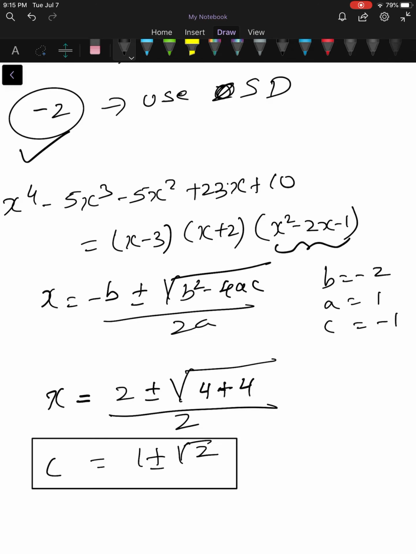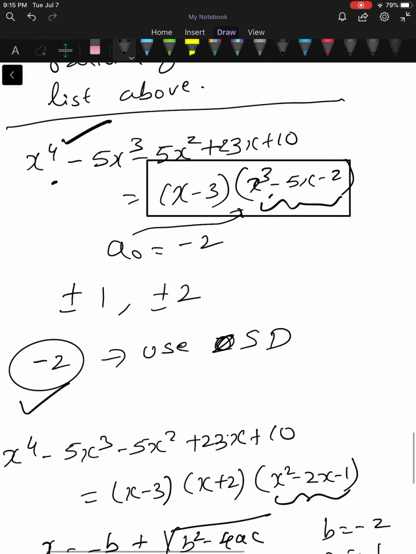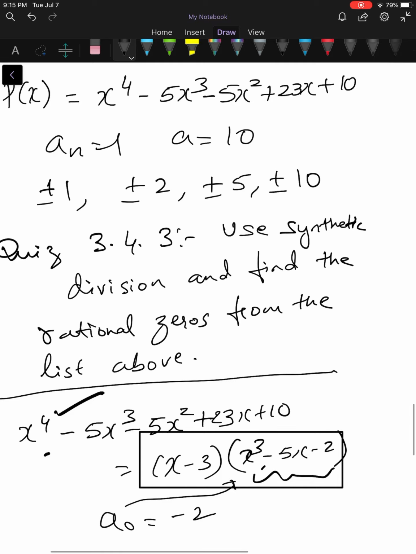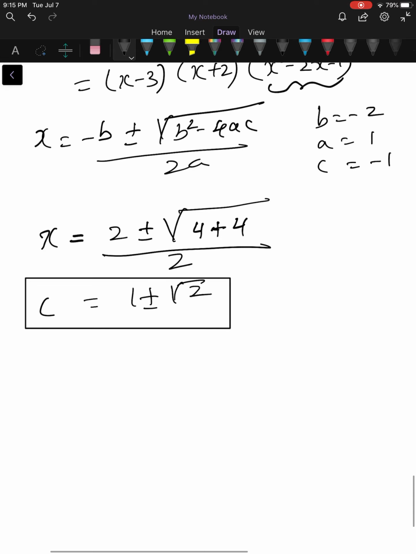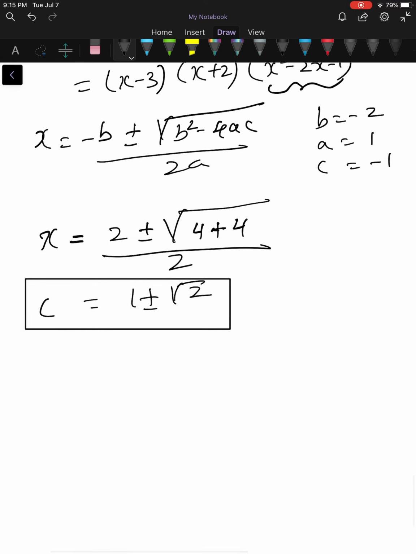So combining all that we found out, you are going to find out in the quiz that 3 is a rational root, -2 is also a rational root, and 1 plus or minus square root of 2 are also roots. So the list is 3, -2, 1 plus square root of 2 and 1 minus square root of 2. These are the zeros.